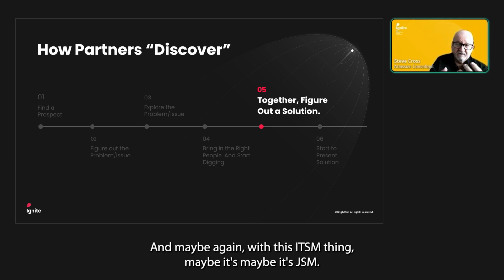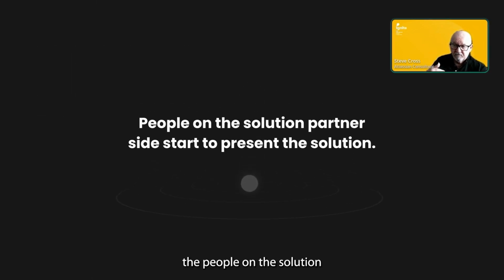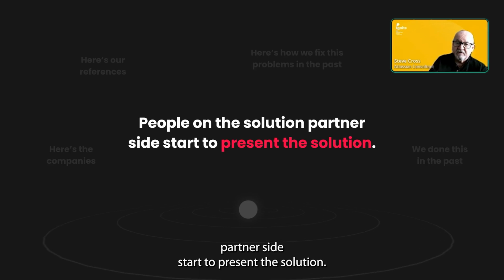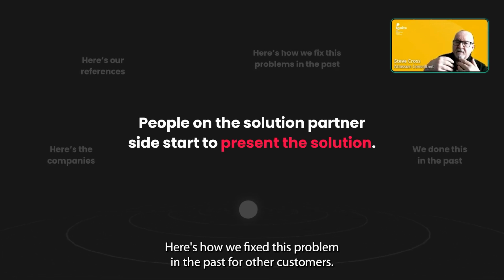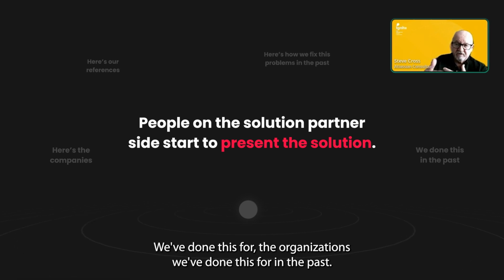And maybe again, with this ITSM thing, maybe it's JSM, who knows? But they figure out a solution. And then the people on the solution partner side start to present the solution. Here's how we fixed this problem in the past for other customers. Here's our references. Here's the companies we've done this for, the organizations we've done this for in the past.